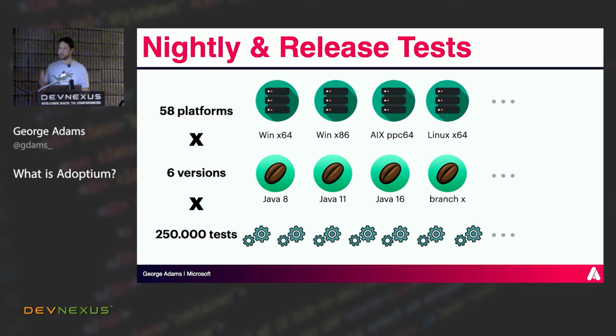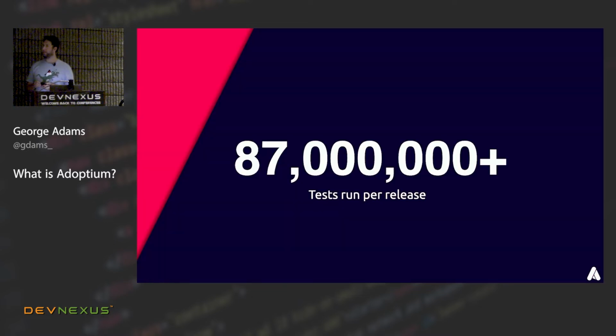So when you look at how our test framework works, we have roughly 58 platforms that we build and support. That's including JREs, JDKs, 32-bit, 64-bit ARM. And then we're building across 6 versions at one point. So in our case at the moment, we're doing 8, 11, 17, 18, TIP, and also we build some other experimental branches. And each one that we run has 250,000 tests. So rather terrifyingly, for every release we do, we run 87 million tests, which is quite a staggering number.